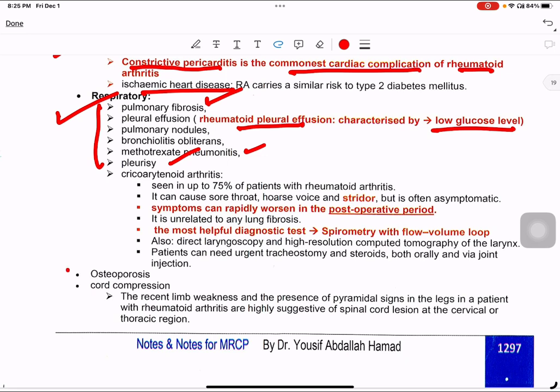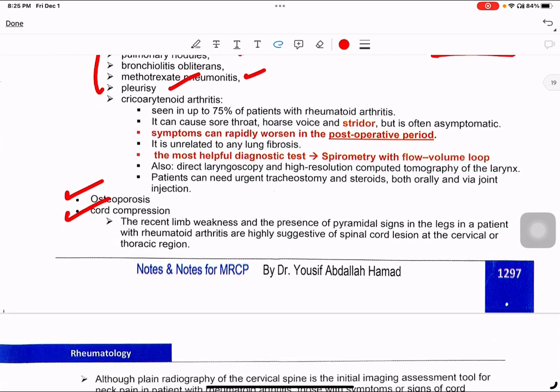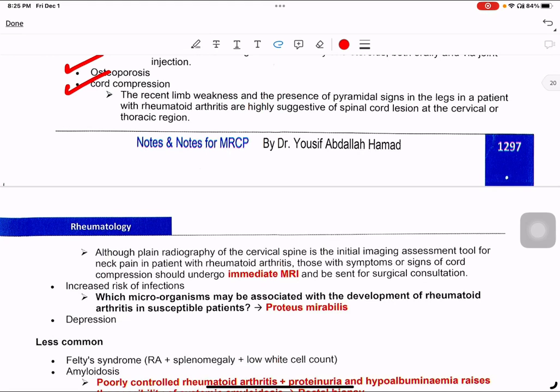So in the bone, it can cause osteoporosis and cord compression. Cord compression can lead to death, especially atlantoaxial subluxation, which can lead to sudden cord compression and sudden death. So X-ray of the cervical spine in flexion and extension with MRI of the cervical spine is required to detect atlantoaxial subluxation, and neurosurgical intervention. The patient of rheumatoid arthritis has more chance of developing infection with Proteus mirabilis.